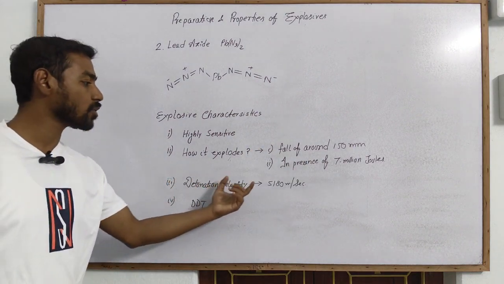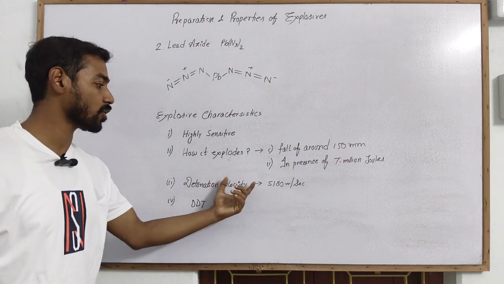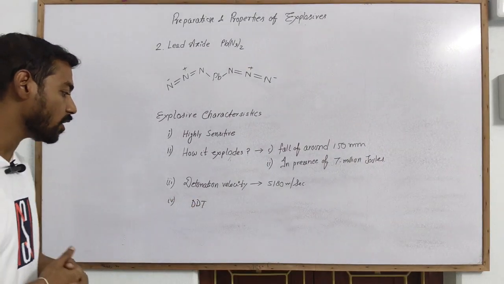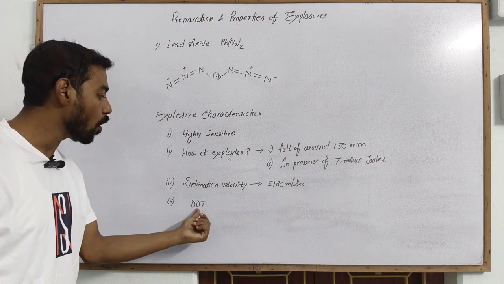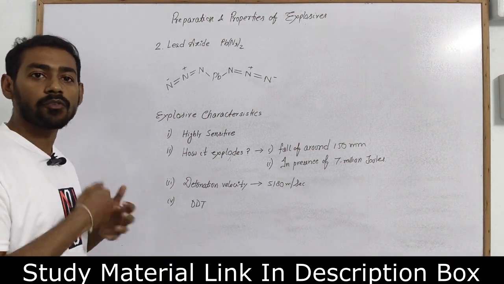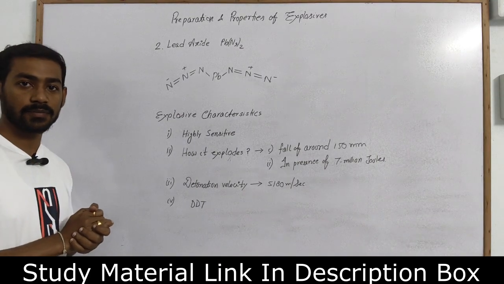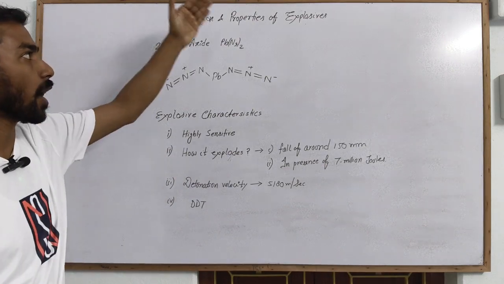Its detonation velocity is almost 5 kilometer per second. That is huge. And what is DDT? DDT means deflagration to detonation transition, which means that even a small amount of it detonates in the presence of flame or static electricity. So this is the overall lead azide, its preparation and properties.